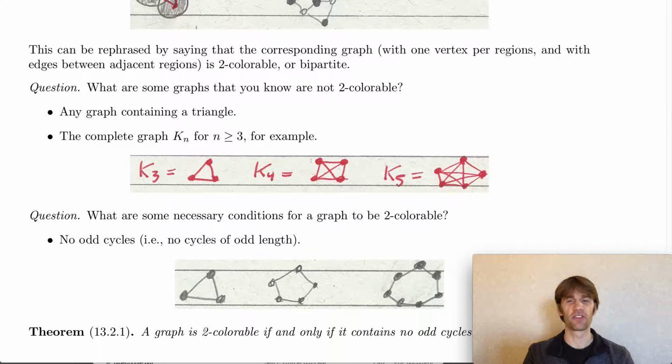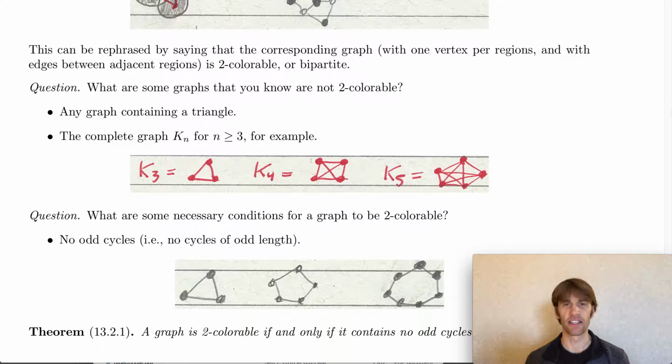So we're going to now abstract away from children fighting and just ask, what graphs do we know that are 2-colorable or not? So this first question, what graphs do we know are not 2-colorable? Well, any graph containing a triangle is not 2-colorable. You're going to need at least 3 different colors to color the adjacent vertices with different colors. And so continuing on top of that, whenever you have the complete graph on 3 or more vertices, then that complete graph is not going to be 2-colorable.